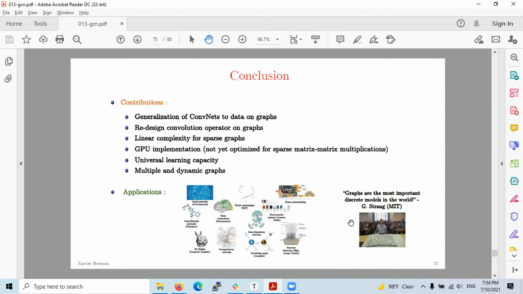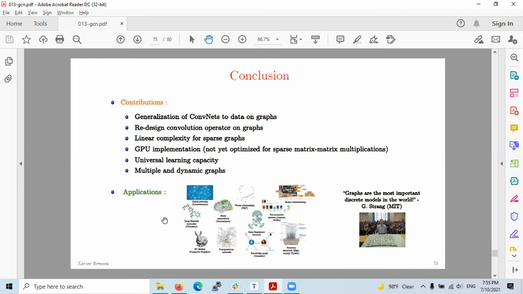This is the conclusion. He goes into the summary of it. The generalization of coordinates on graphs has been done. We have redesigned the convolution operator on graphs. And graphs have a universal learning capacity. You should really look into this particular line of universal learning capacity, especially at the end of the video, where the question and answer session is very informative. Even Yaron Lipman is part of it and discusses this particular point about universal learning capacity.